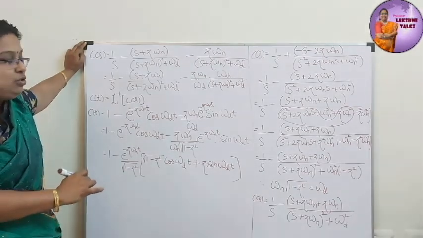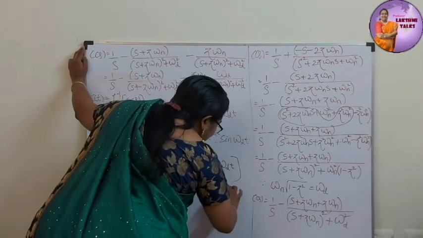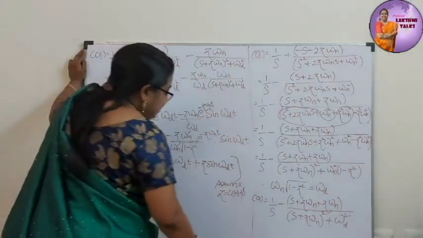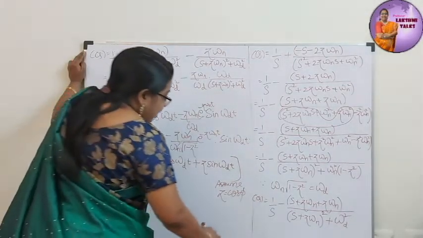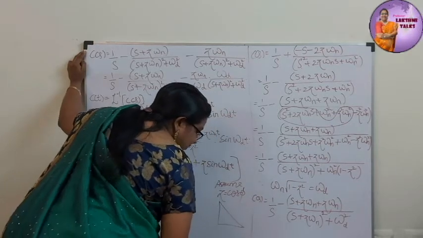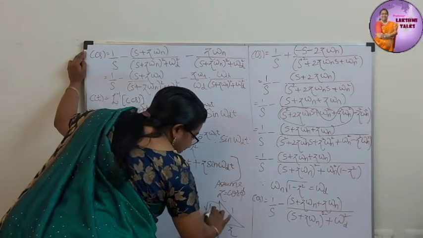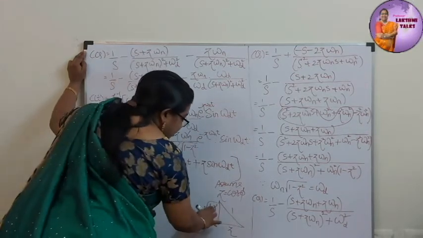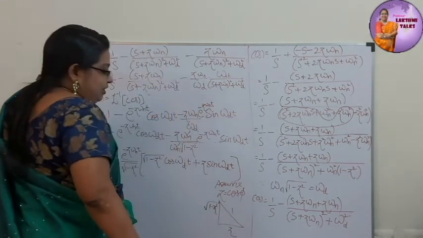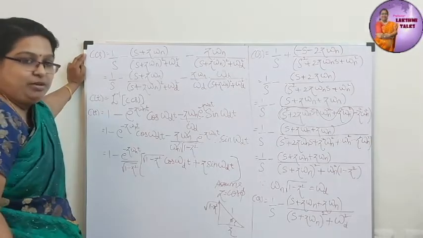Assume zeta is equal to cos phi. When you assume zeta is equal to cos phi, what is cos phi? Adjacent by hypotenuse. So in a right angled triangle, this is zeta and the hypotenuse is 1. So what about this side? It is root of 1 minus zeta square. So what is root of 1 minus zeta square? That is sin phi. Assume this angle to be phi. So sin phi is root of 1 minus zeta square.